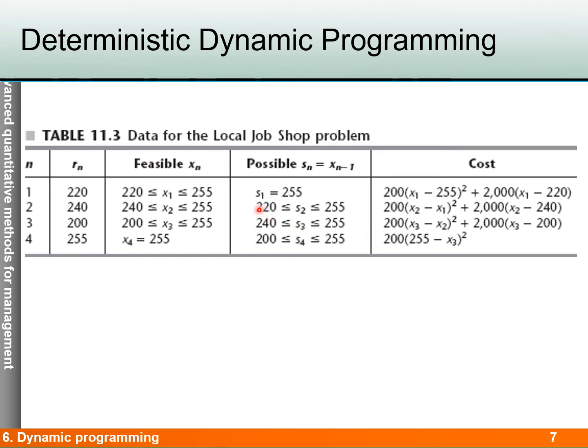As you see here, guys, this relation is always valid. S2 is equal to x1, Sn is equal to xn minus 1, S3 is equal to x2, S4 is equal to x5. Okay, so these are the costs that we are talking about. Now, if we form the formulas of the costs, we have this formula for period 1, period 2, period 3, and period 4.